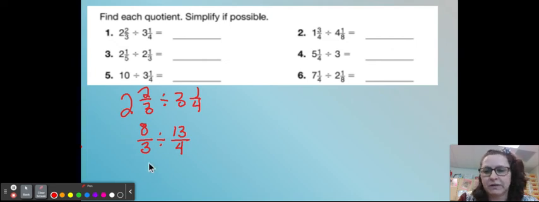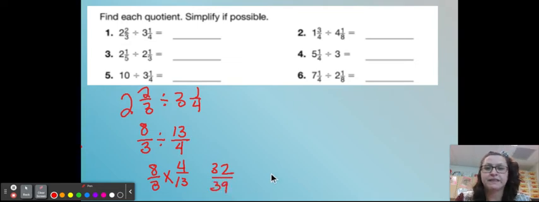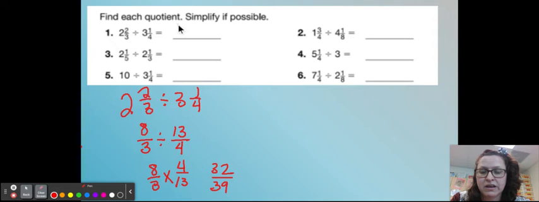Now I do the keep, change, flip. So I do 8/3, change my sign, flip my second fraction. Okay, I'm looking at these numbers and I'm saying, 3 and 13 are prime numbers, and 3 does not go into 4 evenly, and 13 and 8 don't go into each other evenly. So I've simplified it. Now I have 8 times 4, which gives me 32, and 3 times 13 gives me 39. So my simplified answer to number 1 is 32 over 39.